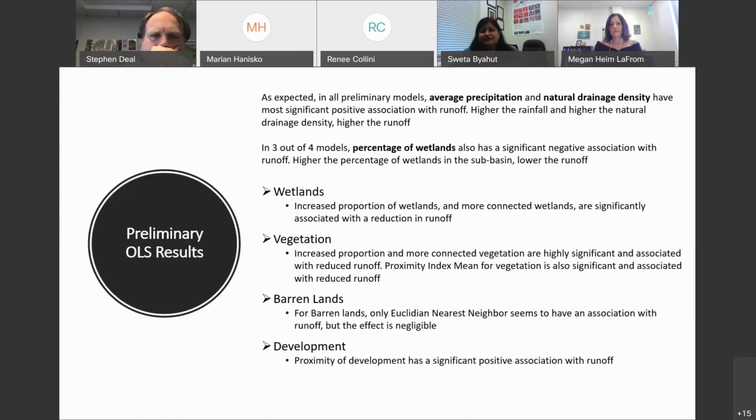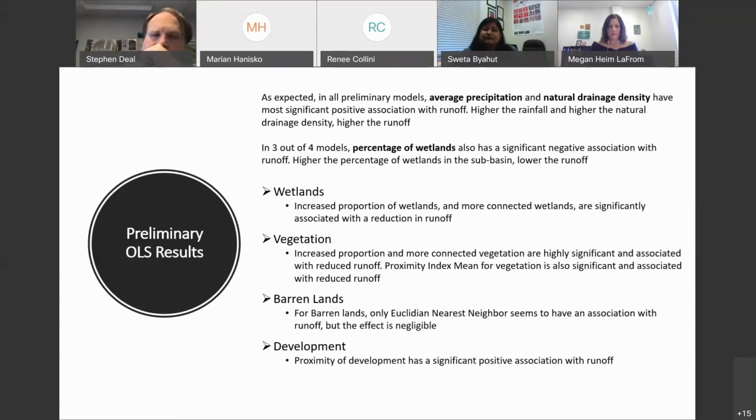Our preliminary results are showing that, as expected, in all models, average precipitation and natural drainage density are significant and very strong predictors of runoff, meaning that the higher the rainfall and the higher the natural drainage density, the higher the runoff. Natural drainage density is basically just a ratio of the stream length to the area of the watershed. And in 3 out of the 4 models, percentage of wetlands is also very significant and has a negative association with runoff. The higher the percentage of wetlands in the subbasin, the lower the runoff.